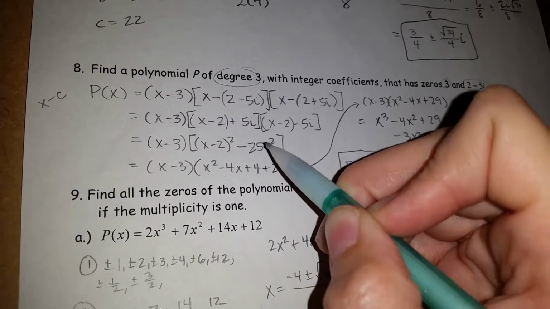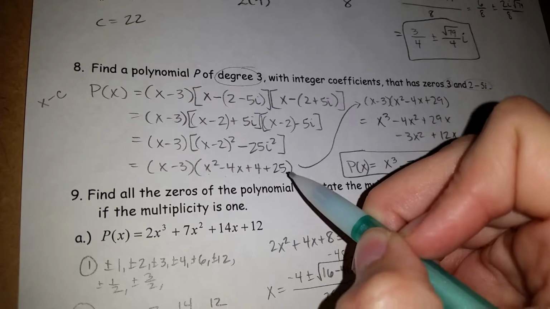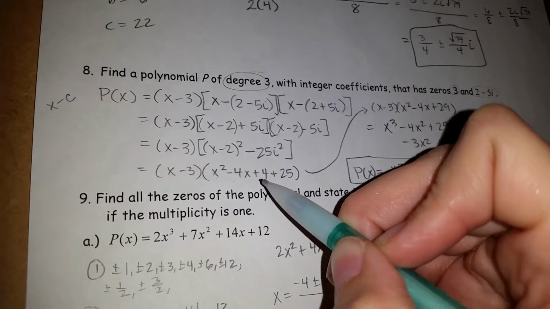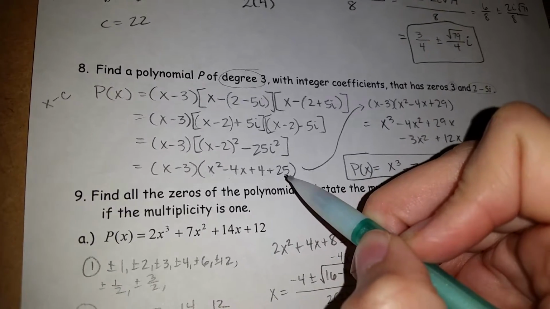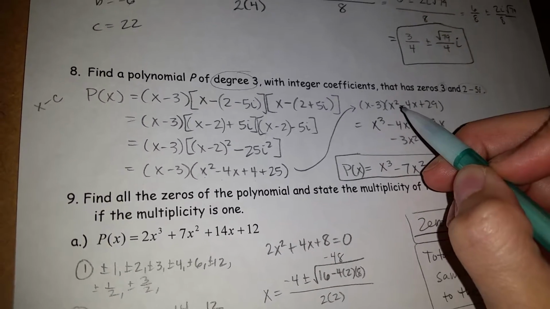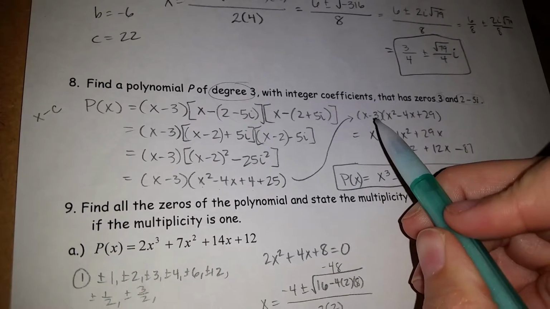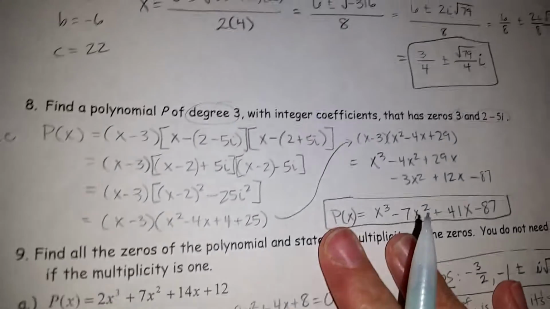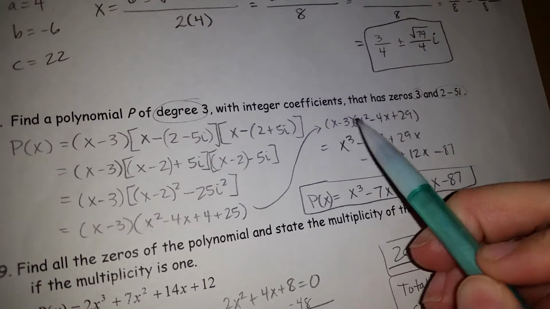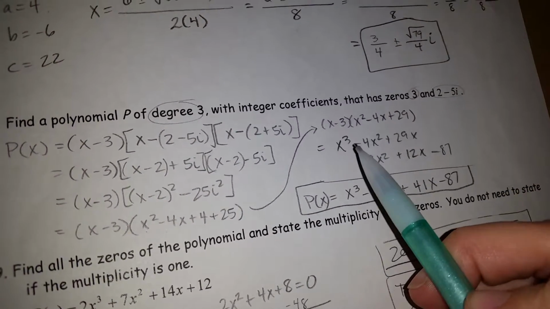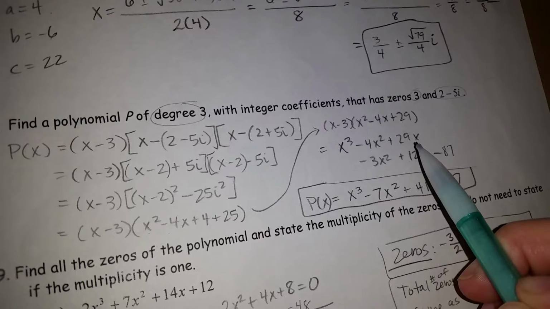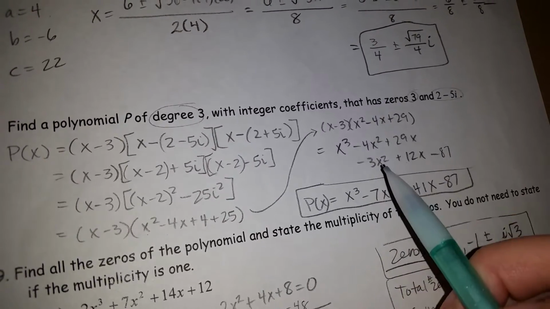You have to FOIL x minus 2 times x minus 2, x squared minus 4x plus 4. If we plug in negative 1, negative 25 times negative 1 is positive 25. So then I'm going to add 4 and 25 together, which is going to give me x squared minus 4x plus 29. And all of that's multiplied by x minus 3. So what I like to do is distribute the x first, which will give me x cubed minus 4x squared plus 29x. Then I'll distribute my negative 3.